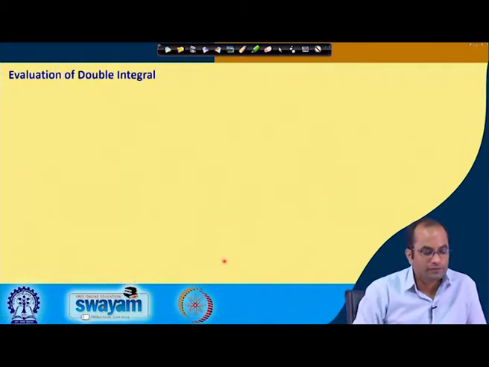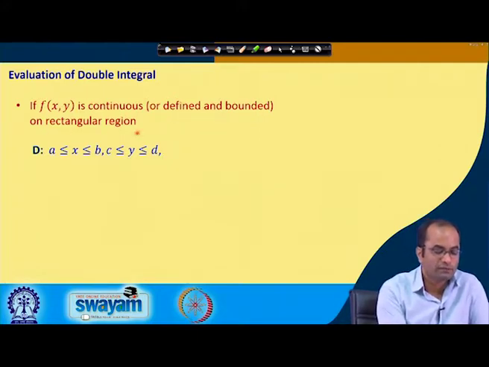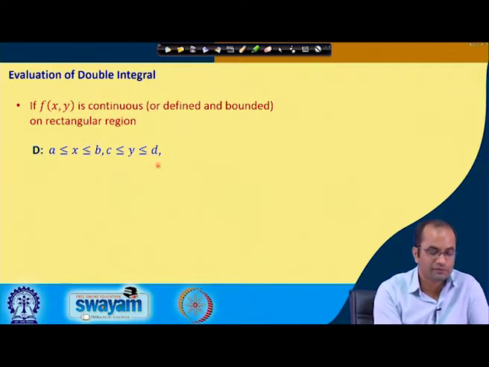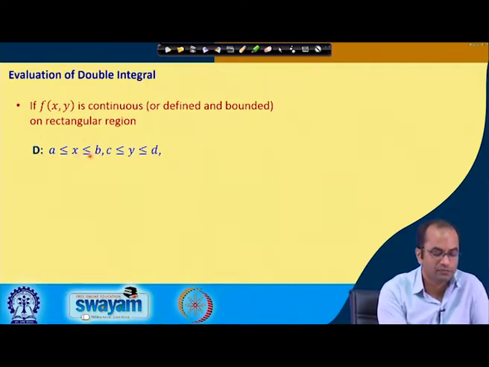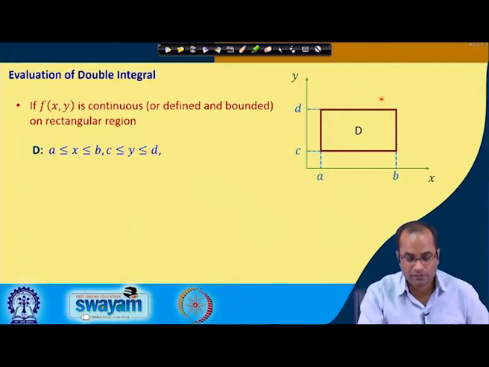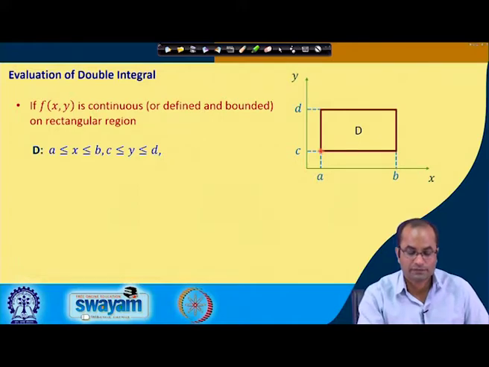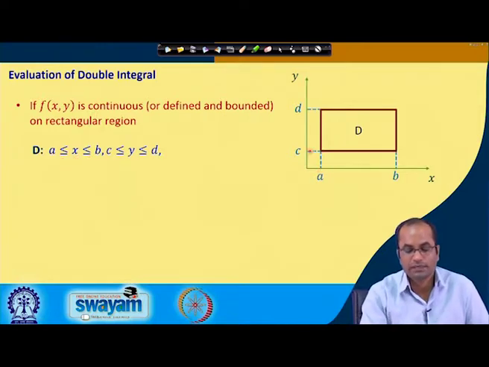Now, coming to the evaluation. For the evaluation we will consider first a simple scenario. For example, if this f(x,y) is continuous or defined and bounded, in that case this integral will exist on this rectangular region. So, we have restricted ourselves to the rectangular region. So, x varies from a to b and y varies from c to d. For this rectangular region, which is also given in this figure, it is from a to b for x, and in the y axis it varies from c to d. So, we have these constant numbers a to b and also c to d.